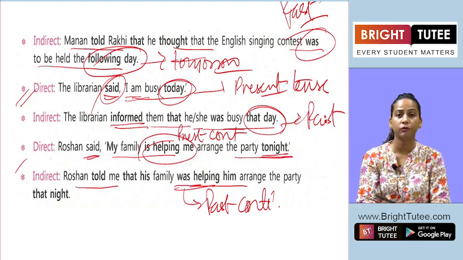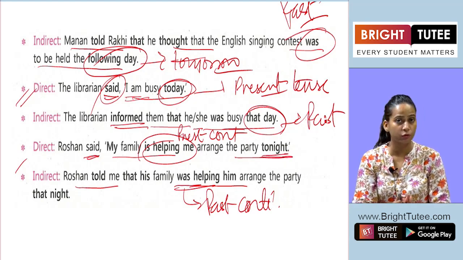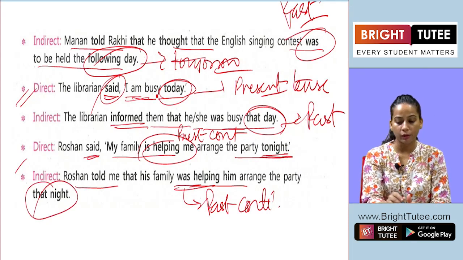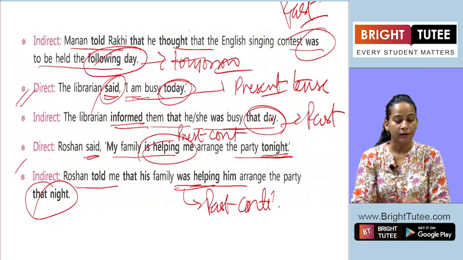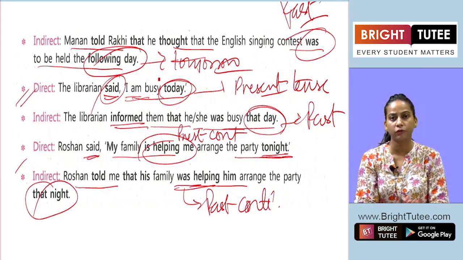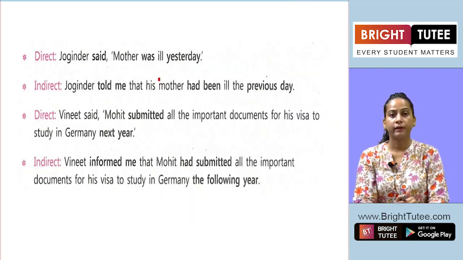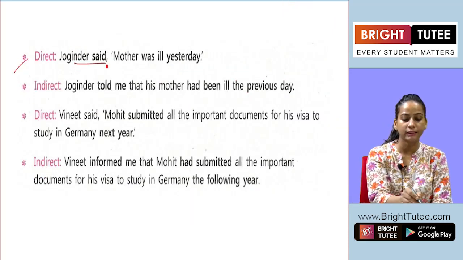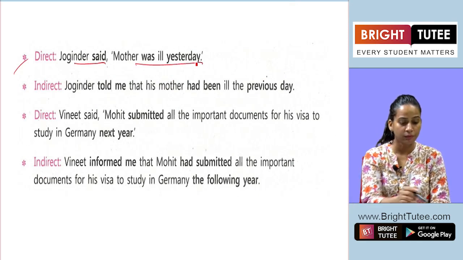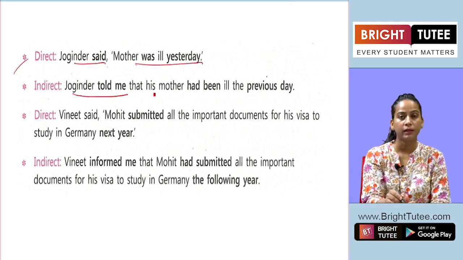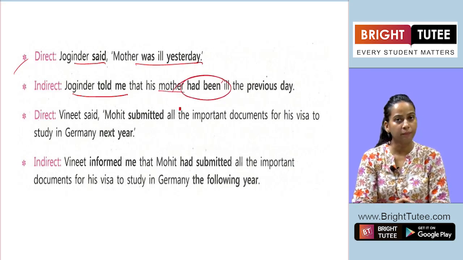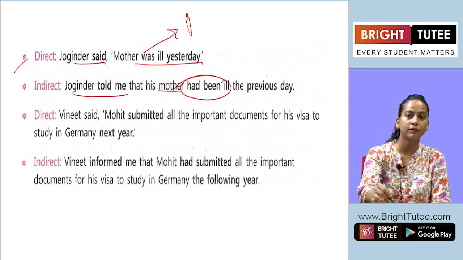These are the few things that you need to remember. You need to learn that tonight will change into that night, today will change into that day, tomorrow will change into the following day. So these are the basic rules that you need to learn. Clear? The next example we are taking: Joginder said, mother was ill yesterday. So Joginder told me that his mother had been ill the previous day. Now this is given in the past tense.